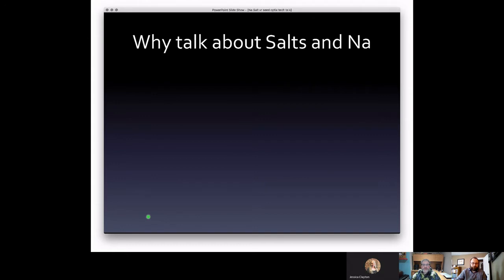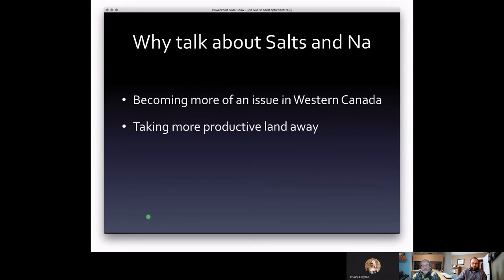So why do we want to talk about salts and sodium? It's becoming more of an issue in Western Canada specifically. It's taking more away of our productive land. And you think about that: often zero yield on a lot of these worst spots. So how much of your field do you need to boost yield in order to make up for what you lost on these zero yield spots?